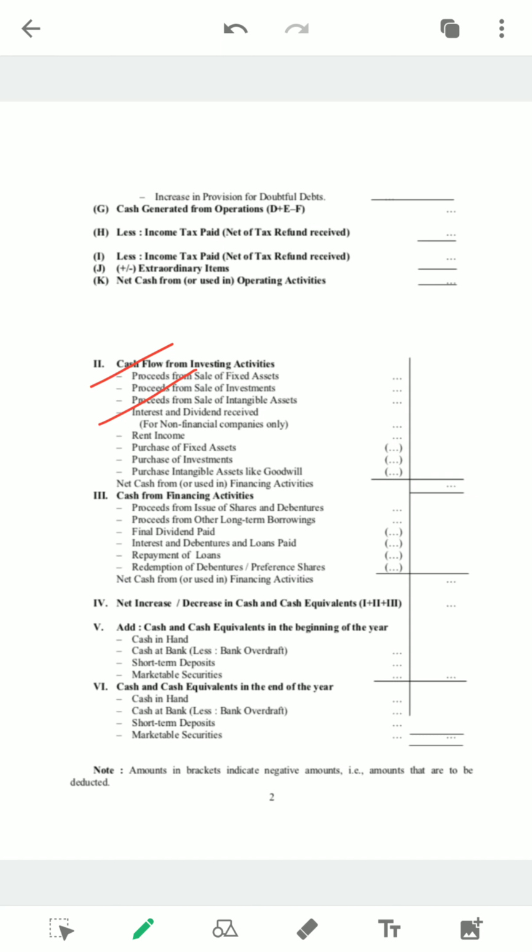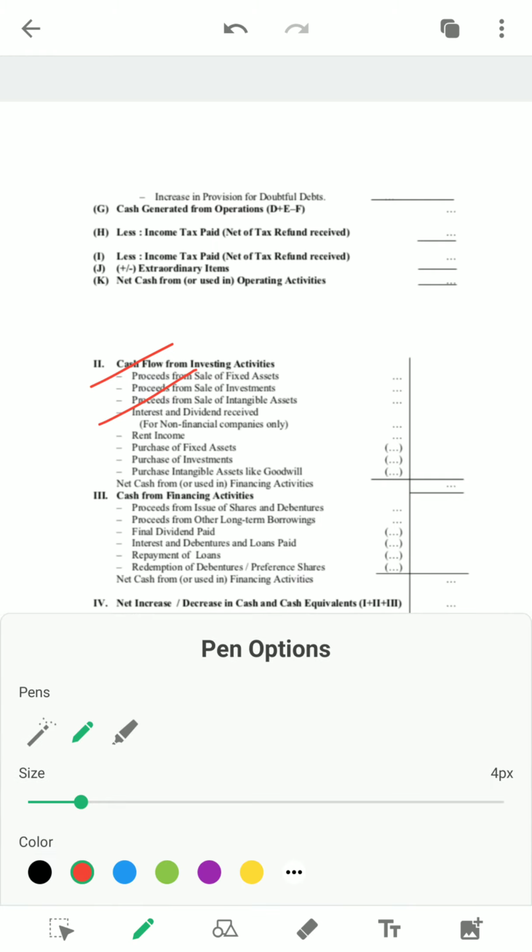So this is all about cash flow from investing activities. We will discuss this in more detail when we do the sums. But in investing activities, we need to follow only these steps, and we will find these figures from the accounts which we draw in the workings. Next I'm coming to cash flow from financing activities.